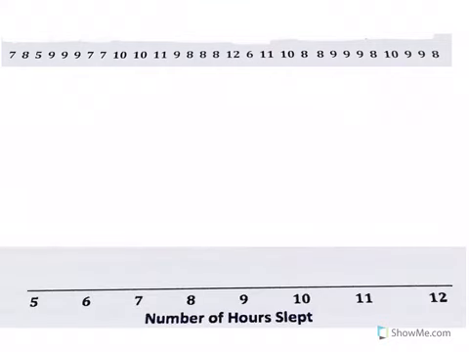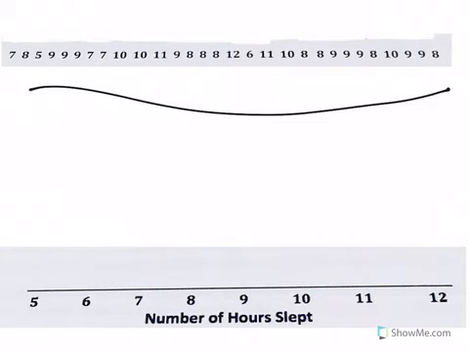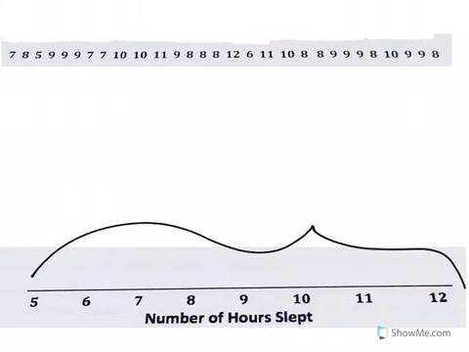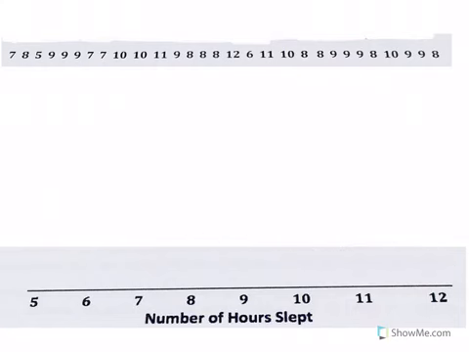First part's going to look a little like this. We have a label. You have to label it. You have to tell us what we're looking at. So it's the number of hours slept. And we don't go from 1 to 20 or anything like that. We use the numbers in the range that we have. So the lowest number in this set of data is 5. The highest amount of sleep was 12 hours. So you notice that we only do from 5 to 12. All right?